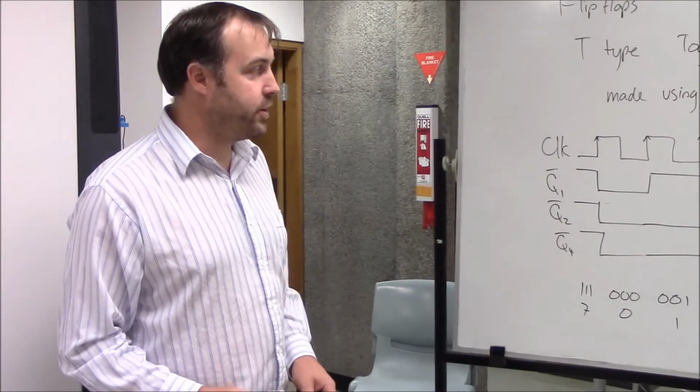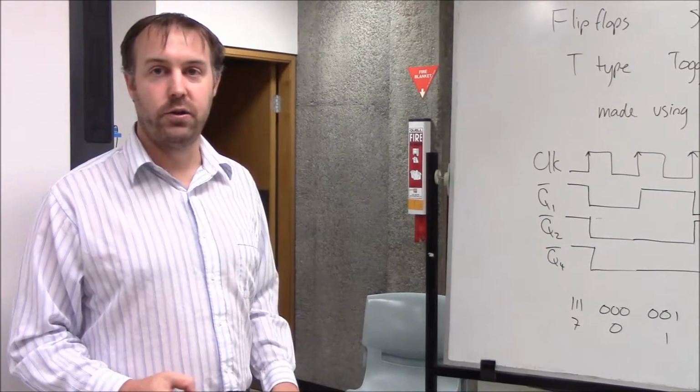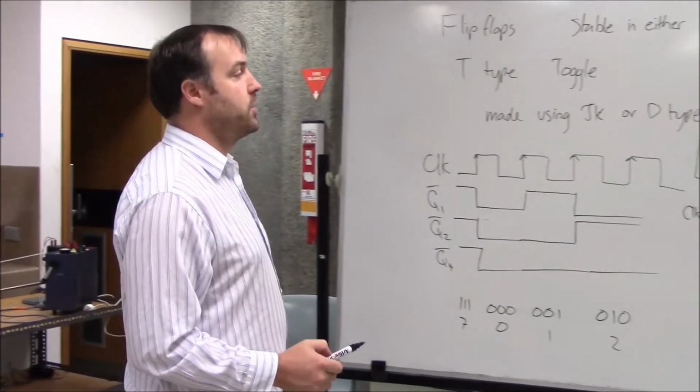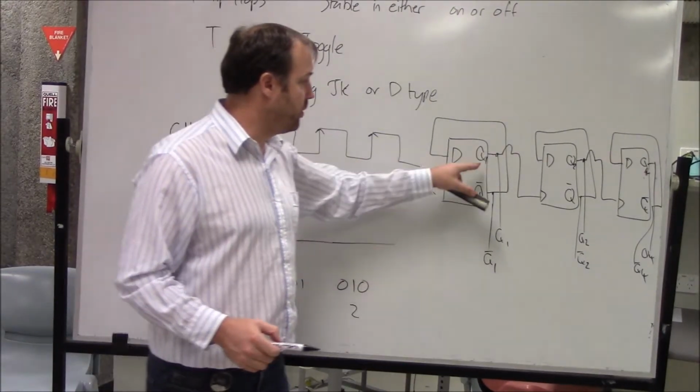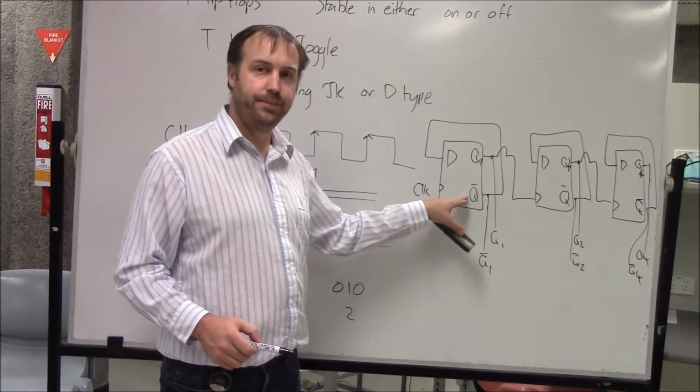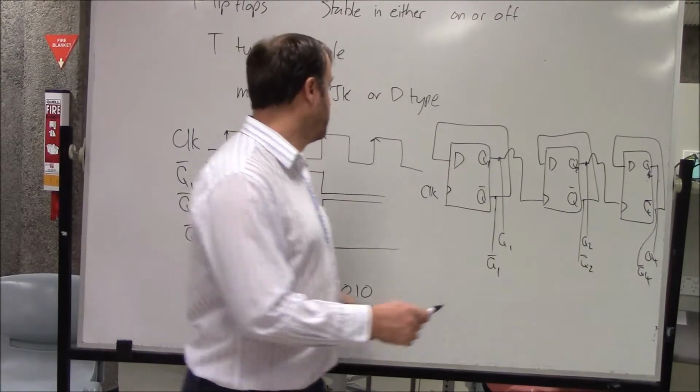Okay, now the other way I can change it from being a down counter to an up counter is I can change how I'm clocking it. So I don't have to clock off Q, I can clock off Q bar. So if I clocked off Q bar, let's draw that.